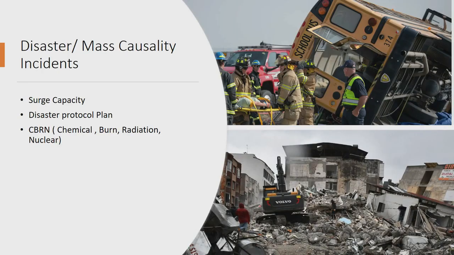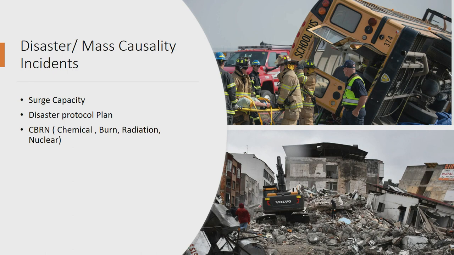So other than these routine emergencies, we often come across disasters or mass casualty incidents. A disaster is defined as when the number of patients exceeds the capacity available in the hospital. We have had a few incidents of disaster and mass casualties in the past, and for managing them we should have a surge capacity so that we have extra resources to manage such incidents.